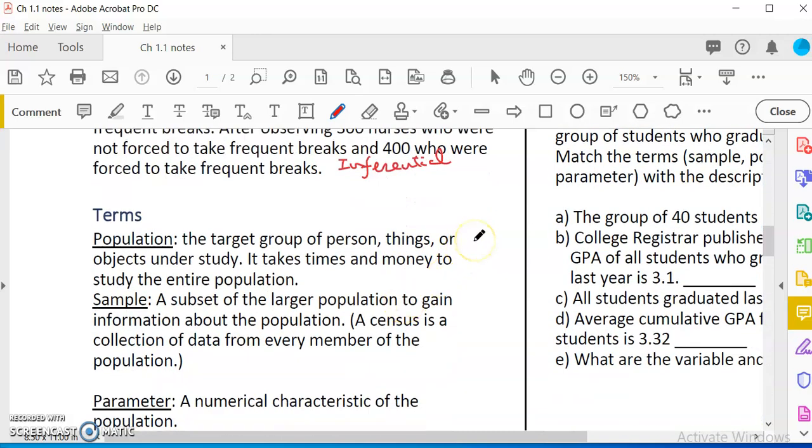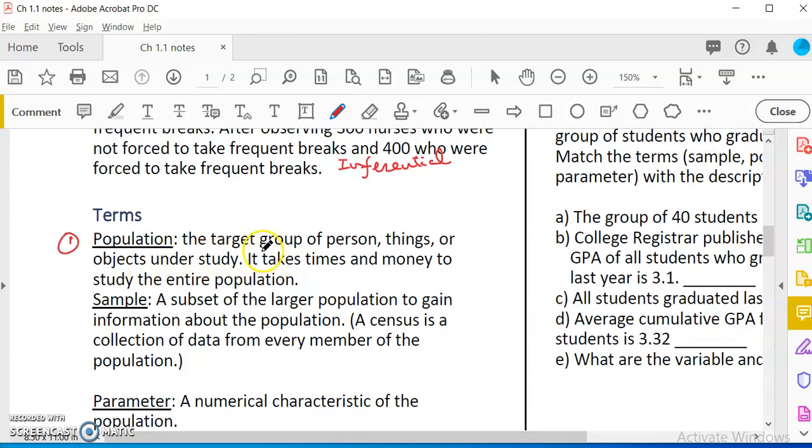Okay, so the second part of 1.1 is to introduce some terms. And there's actually 7 terms that we're doing. So I'm going to go through them one by one, basically read off the definition, and then at the end, we would do some examples to apply them. First is population. So the population is the target group or person or objects under study.